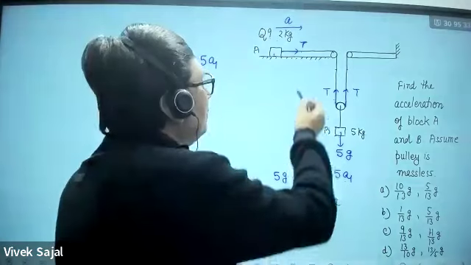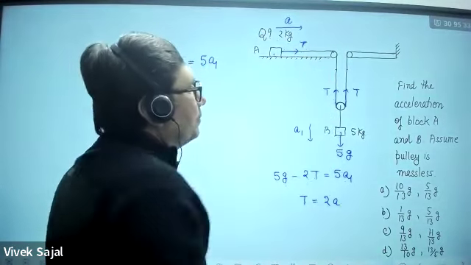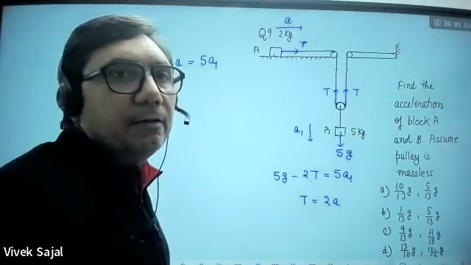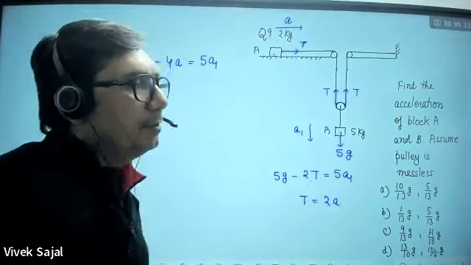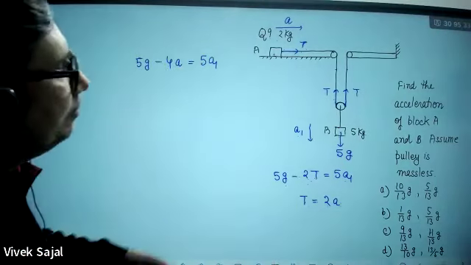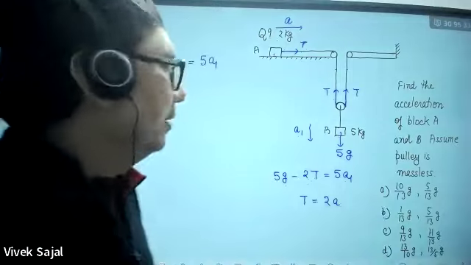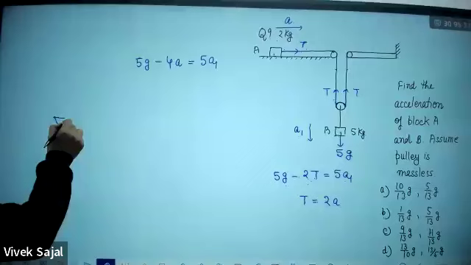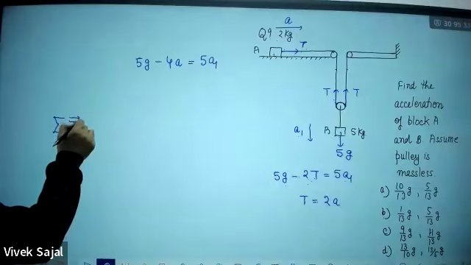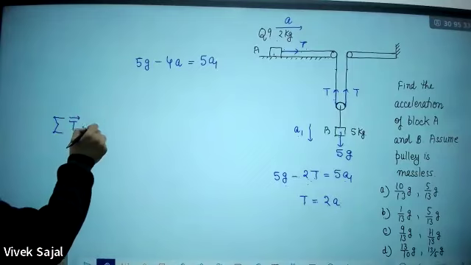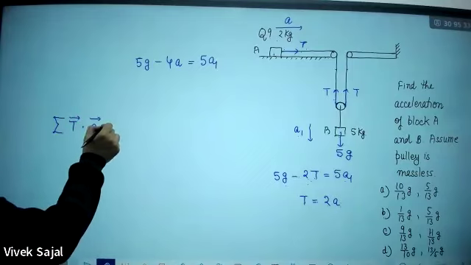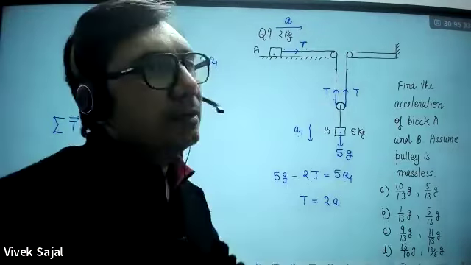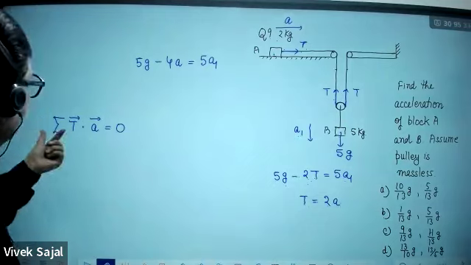Now only one question is left. What is the correlation between this A1 and this A? I am telling you a very simple formula. Whenever you want to create this type of correlation, apply this: sigma tension vector dot product with acceleration equal to 0. Apply this sigma for all the blocks.